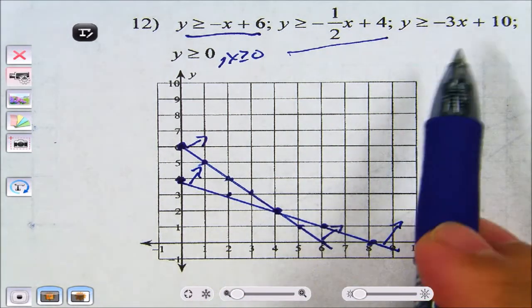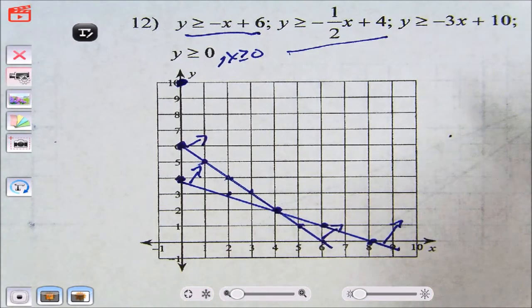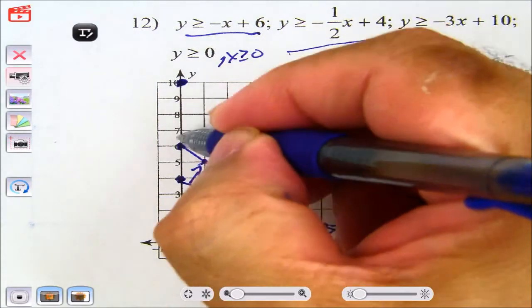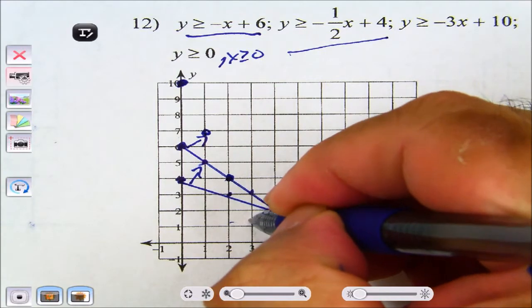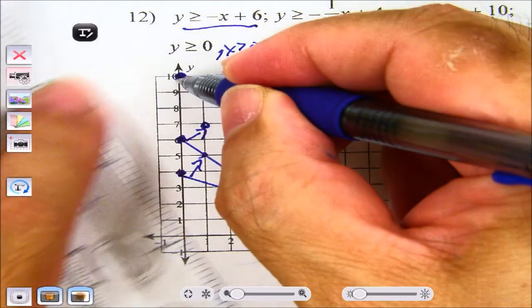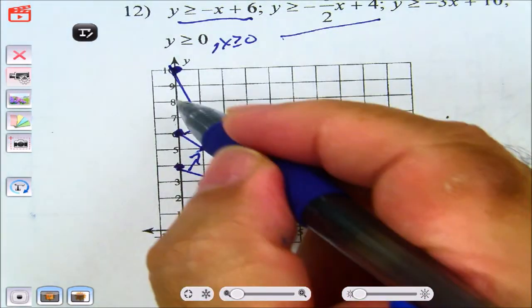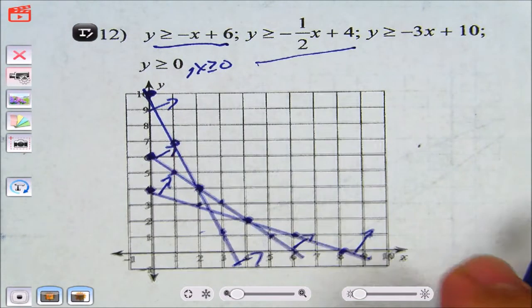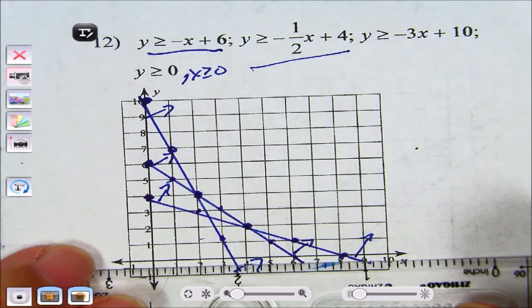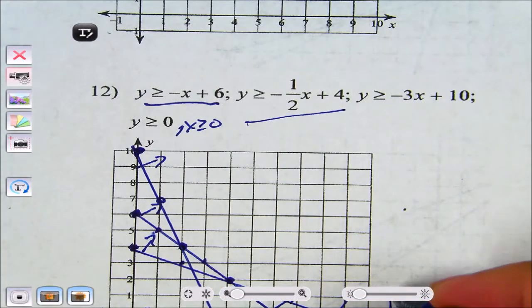Alright, and then the negative 3x plus 10. That's going to start at 10, and then I have a slope of negative 3, so it's down 3, right 1. Down 3, right 1. Down 3, right 1. That's also shaded above. And y is greater than or equal to 0. That's the x-axis. We just want this to be above the x-axis.